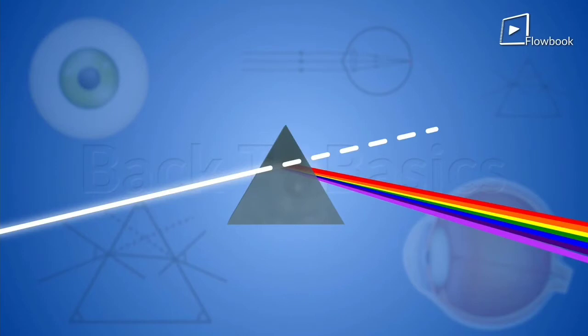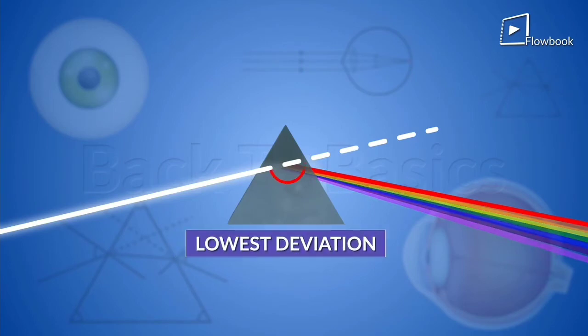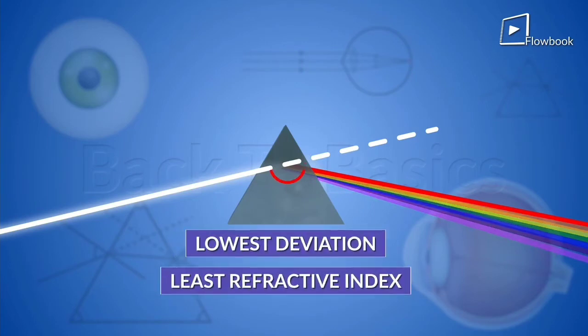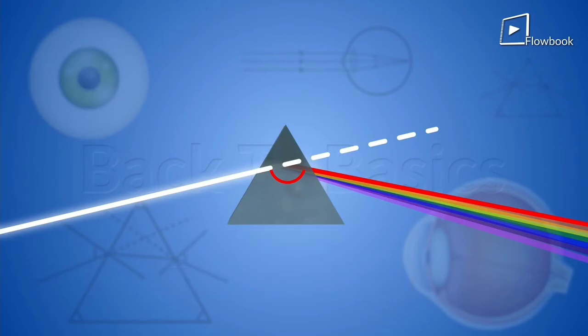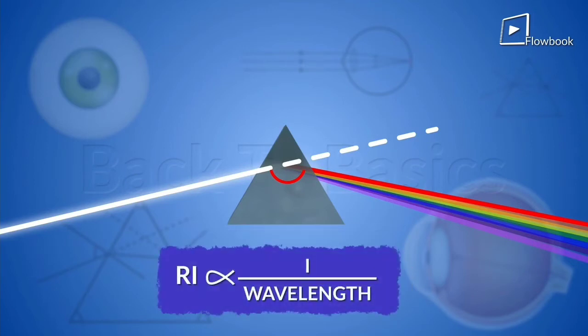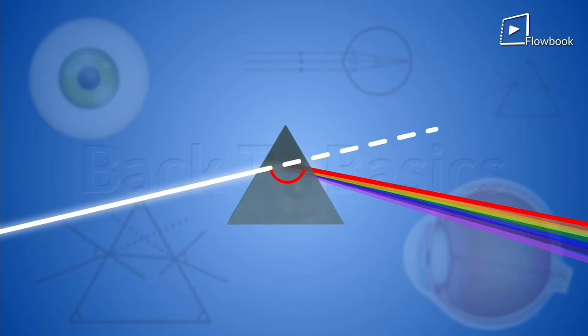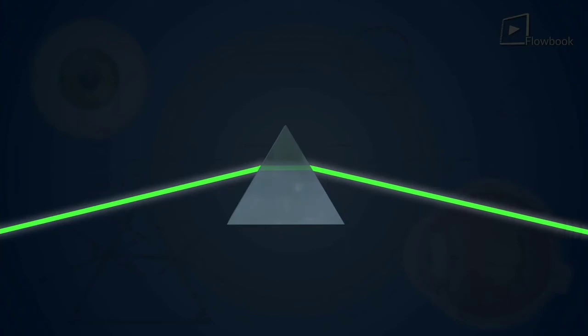Also, from the image, it is obvious that red light has the lowest deviation. Therefore, it has the least refractive index. But red has the maximum wavelength among all the 7 colors of VIBGYOR. Therefore, refractive index is inversely proportional to wavelength. Now, let me ask you this. Instead of white light, which was a collection of different colors, what if we choose just one color? Does it also, like the white light, get split into different colors?